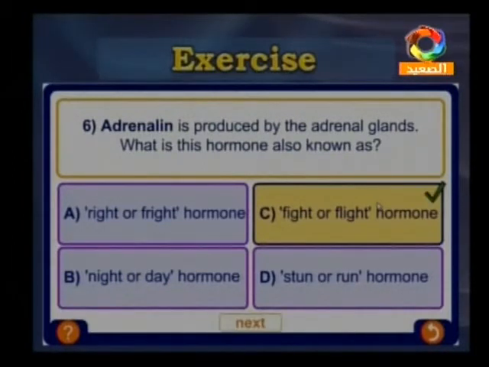Why? Because the adrenaline hormone makes our bodies ready for any activity, hitting, running, swimming, anything to move away from the source of danger. So adrenaline makes fight and flight. This is the common name of this hormone that's called adrenaline.